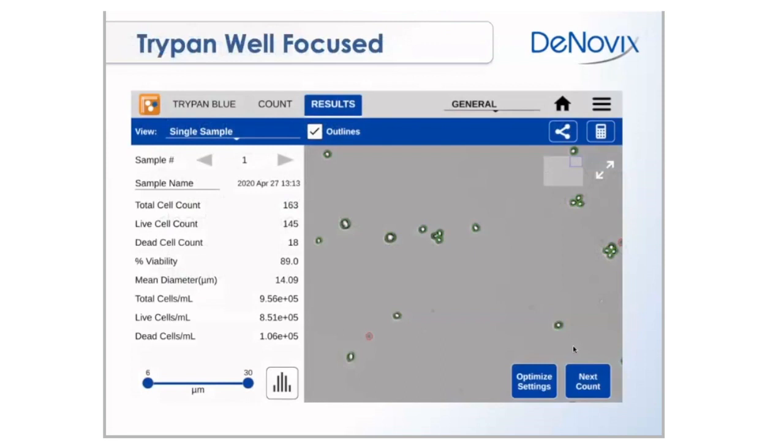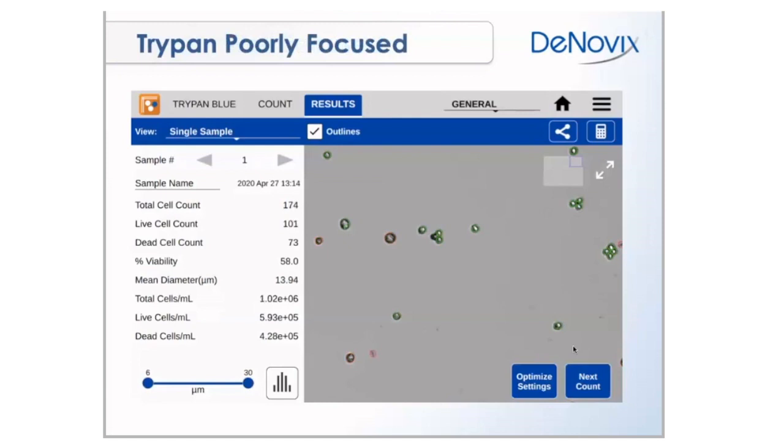So here's an example of a well-focused trypan sample. You have sharp outlines around the cells, and you have bright white centers, and that's how you get a good focus. And you see with this well-focused sample, you have a viability of about 90% and live cells per mil of about 850,000.